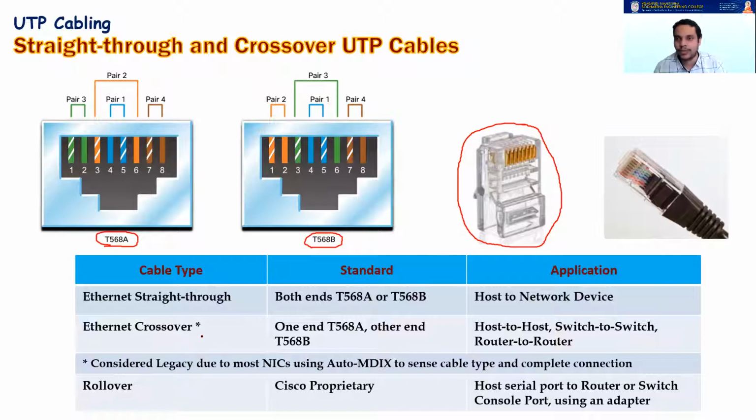But now this has become obsolete because of a new feature that's been added, something called the Auto MDIX feature, where devices can actually sense which cable is connected and which pairs of cables to use for data transmission. There is another cable which we call the rollover cable, which is Cisco's proprietary cable. It connects the host serial port to a router or switch console port using an adapter.